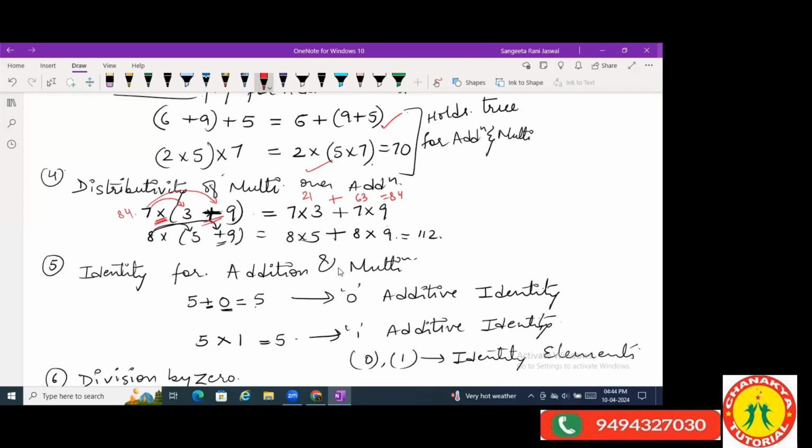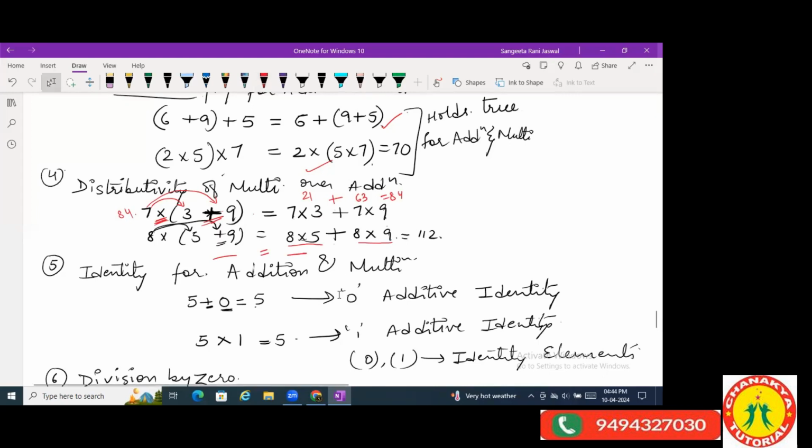Okay, same way, let's see another example. 8 multiplied by 5 plus 9. So first 8 will multiply with 5, and then 8 will multiply with 9. Okay, 8 multiplied with 5 plus 8 multiplied with 9. If you work out this answer and you work out this answer, both answers will be equal.